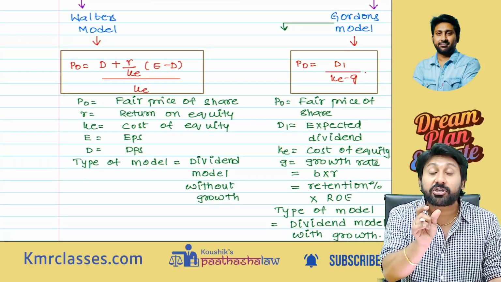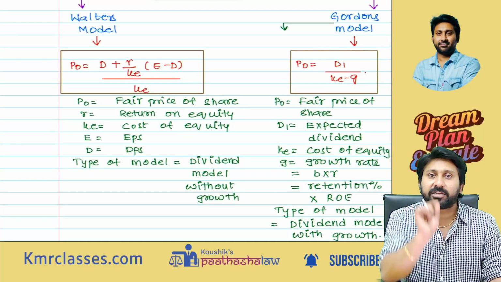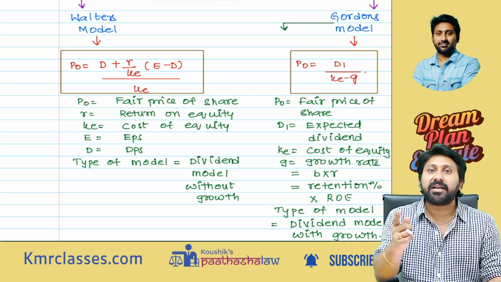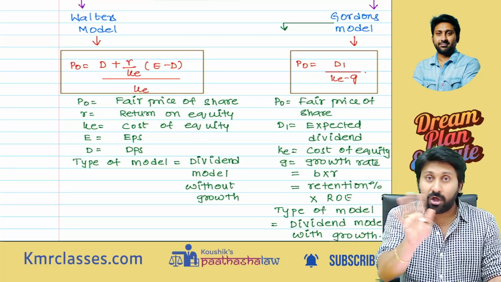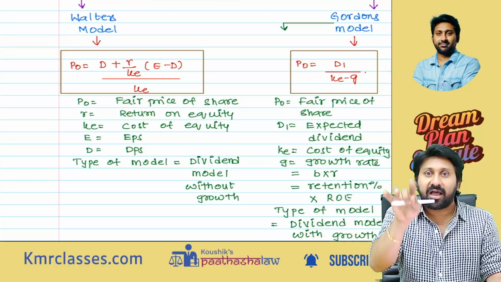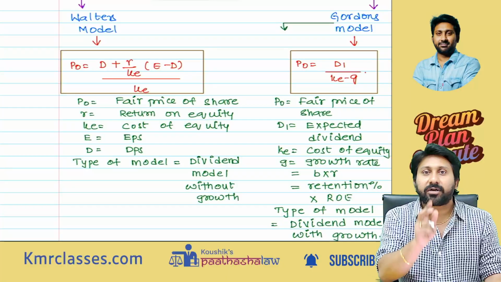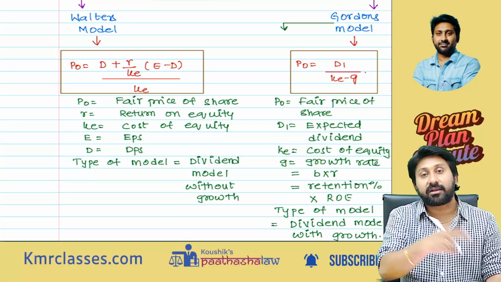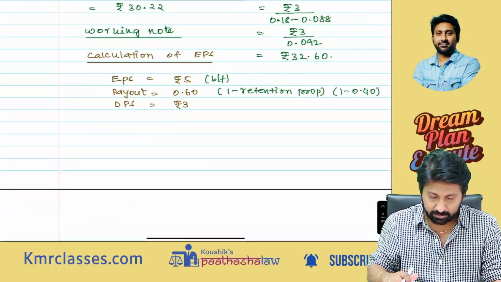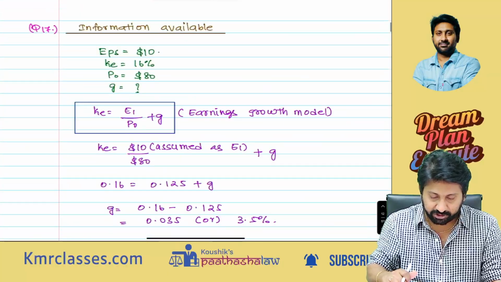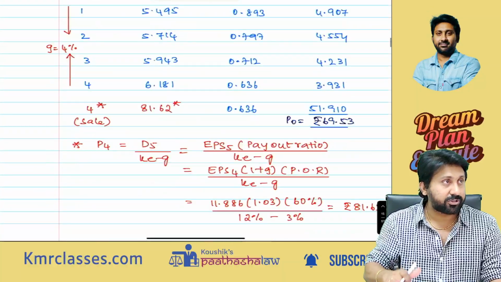B is the retention proportion. When I say proportion, a decimal should come: instead of saying 60%, say 0.6. Retention proportion into return on equity, not cost of equity. B into R, where R represents return on equity. So G = B × R, the product of retention proportion and the return on equity. Done. Next. On that, you have so many questions in the study material, so solve them. I have solved all the study material questions in my notes.